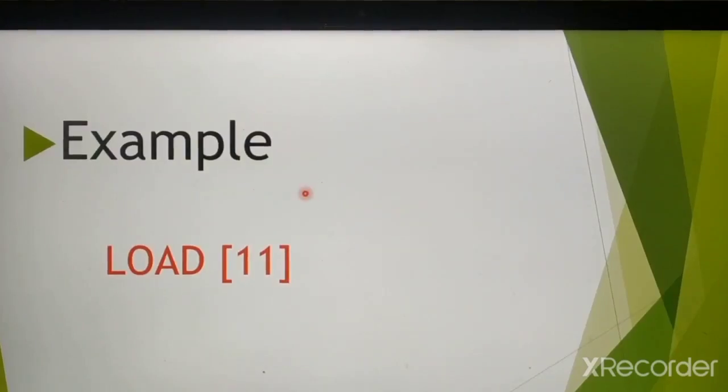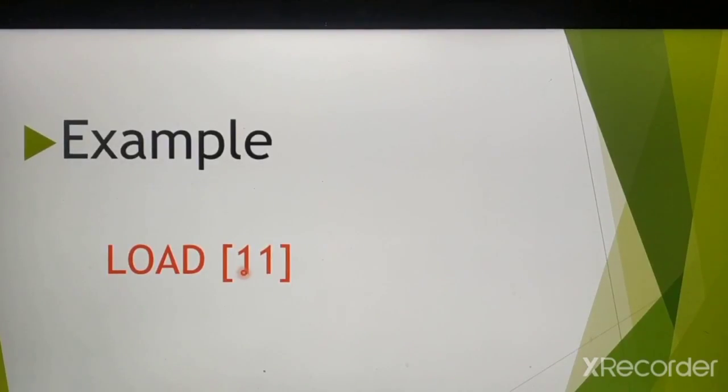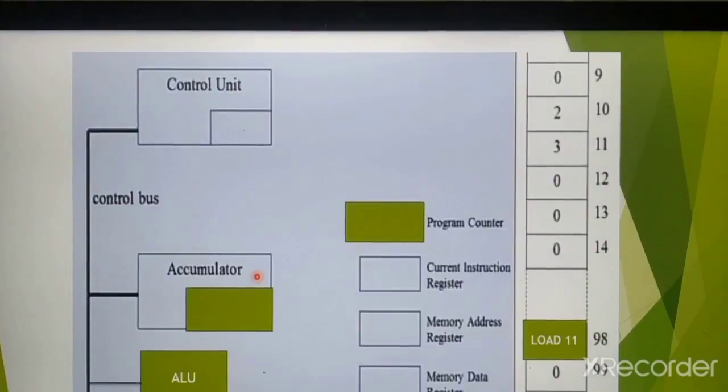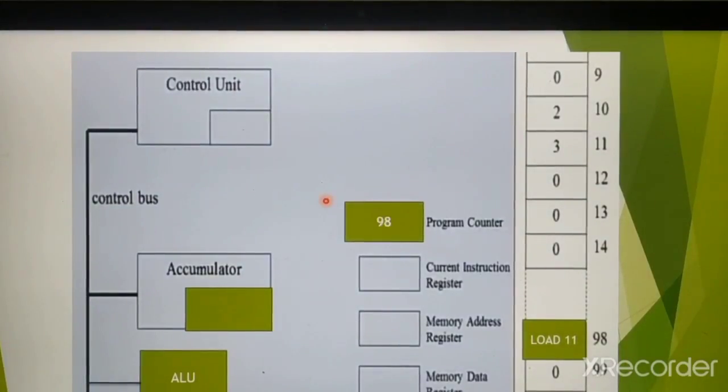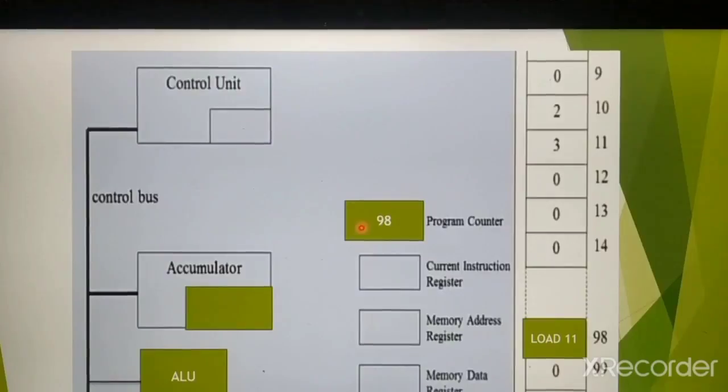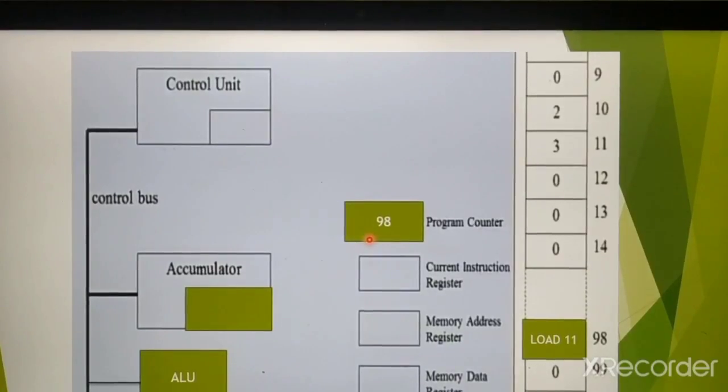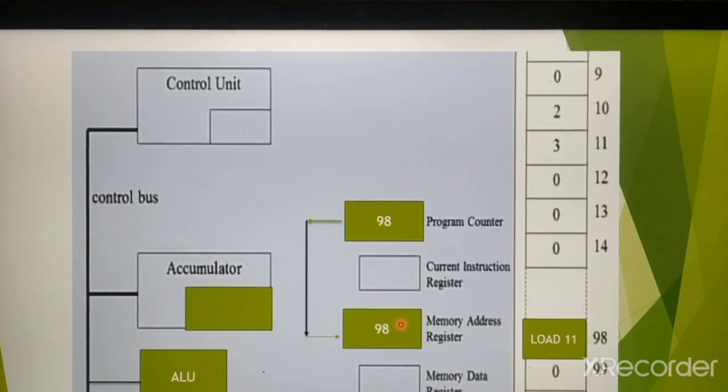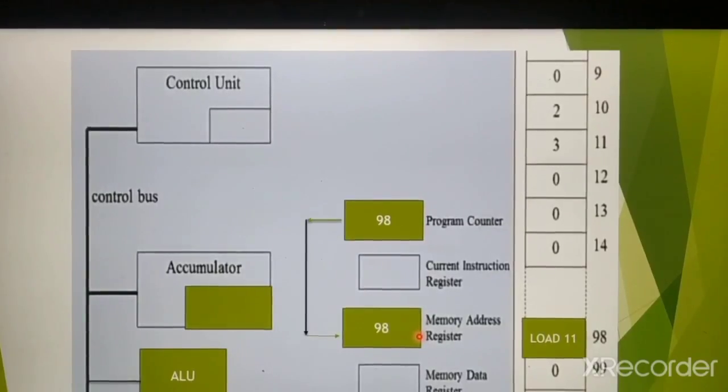We can see one example of how the internal parts of the processor will work. For the simple example of load 11, 11 means here we are going to load the information from the memory location 11 into the accumulator. Here first this will show the address of program counter. Program counter shows which instruction is to be executed next. So this address, 98, we simply put into the memory address register. So this is going to locate the data from the memory address of 98.